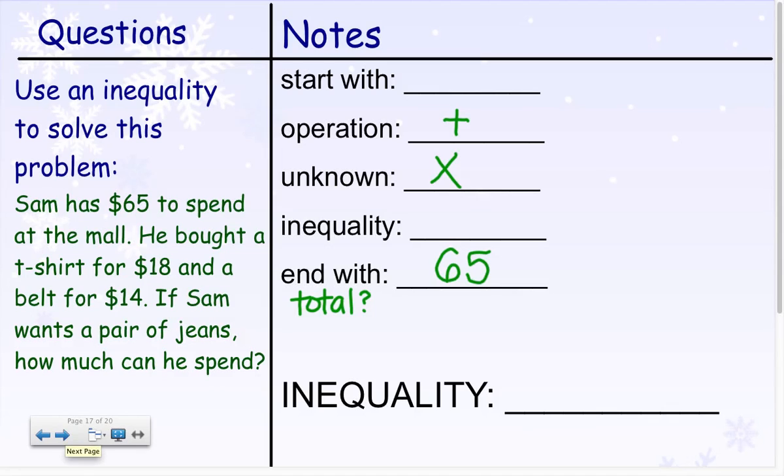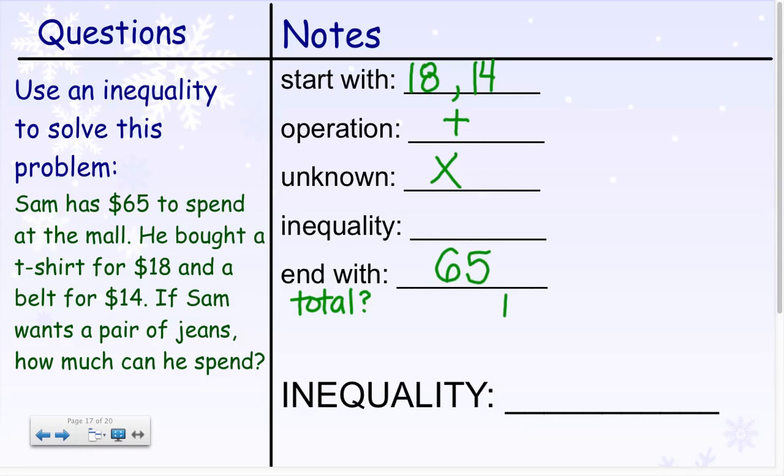Now I've got to think about what numbers am I starting with? Well, Sam decided to buy a t-shirt for $18, and he started to buy a belt for $14. So we're actually going to have two starting with numbers, the 18 and the 14. All right, let's add our inequality in at the very end. Let's see if we can start setting up this problem.